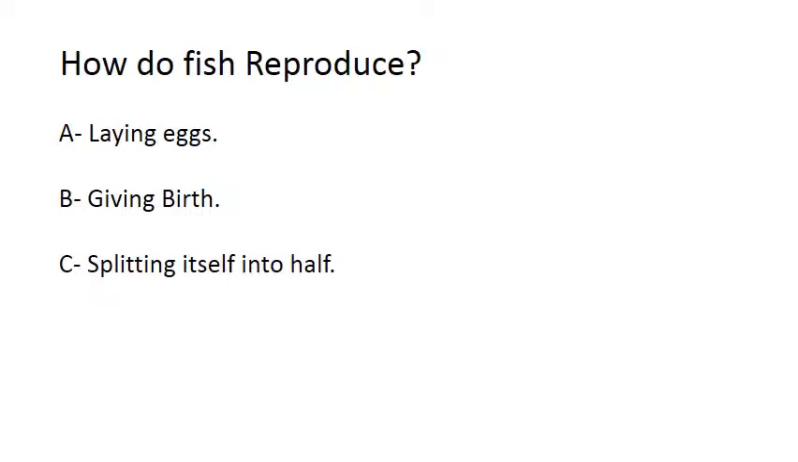Noor, can you read this, please? How do fish reproduce? Which one is the correct answer? A, laying eggs. B, giving birth. C, splitting itself into half. A, laying eggs. Very good. So the correct answer is laying eggs. This is how the fish reproduce.